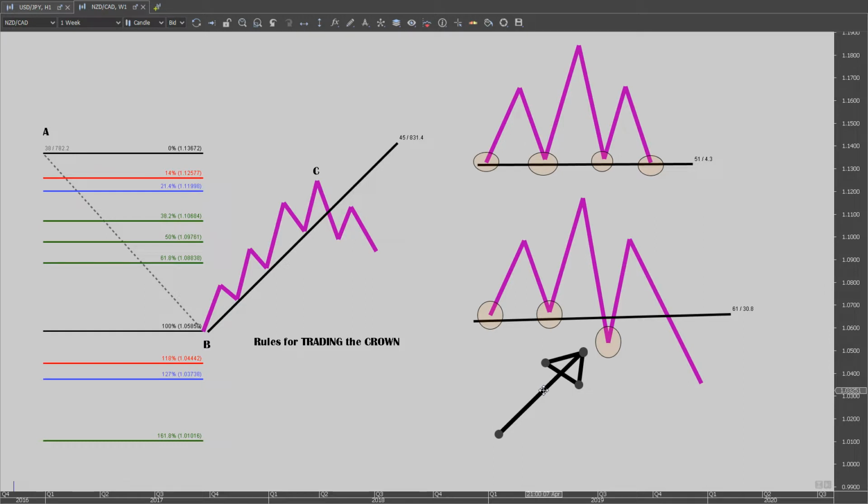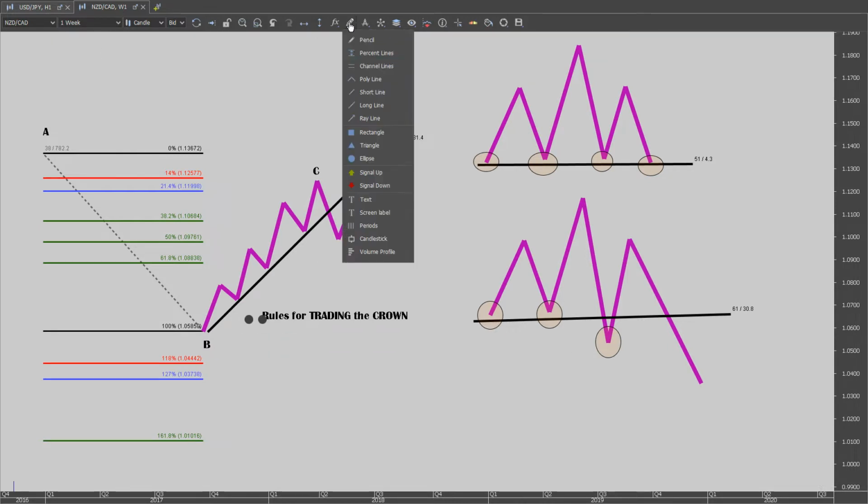Maxim, is it clear? Did I answer your question? And remember everybody, I have a 20 seconds delay on the chat. Okay, I'm going to talk. Maxim, if you have some other questions. So, rules for trading the crown.